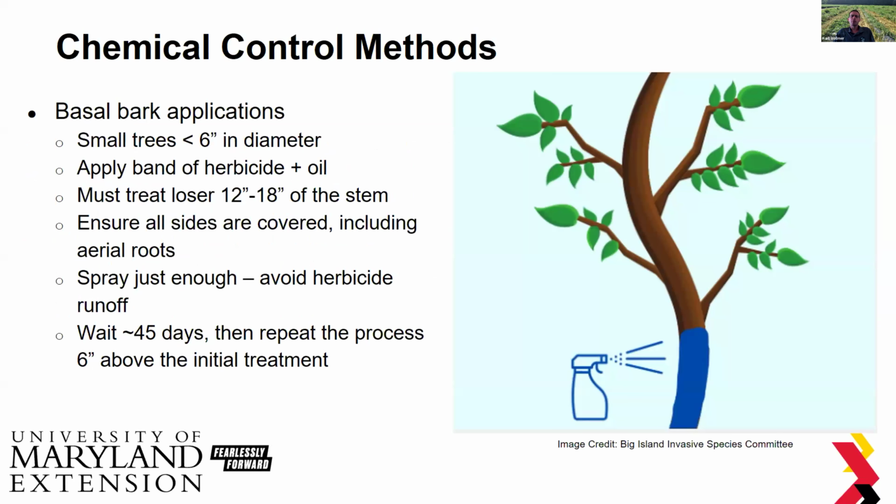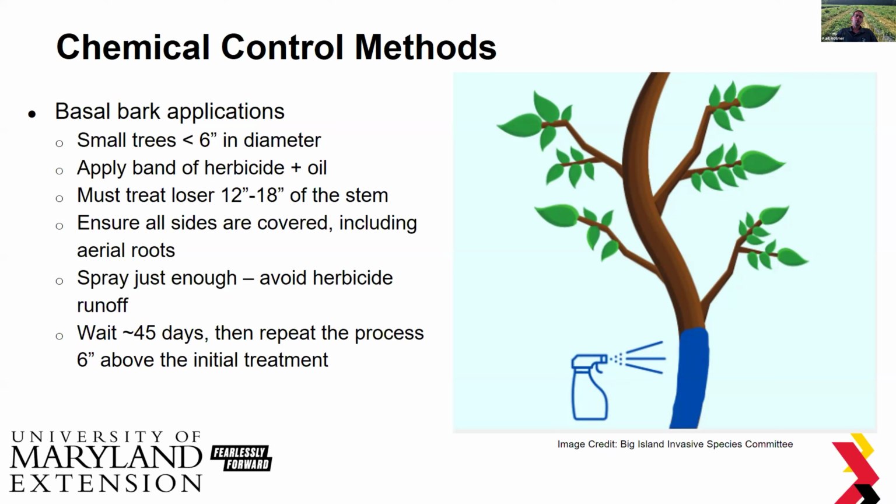Another type of herbicide application is going to be a basal bark application, and these treatments are best for small trees and vines less than 6 inches in diameter. What happens with a basal bark application is you're going to apply a small band of a herbicide plus an oil to the lower 12 to 18 inches of the stem on all sides of the stem, being sure to cover any aerial roots as well. As with a foliar application, you just want to spray enough and avoid runoff.